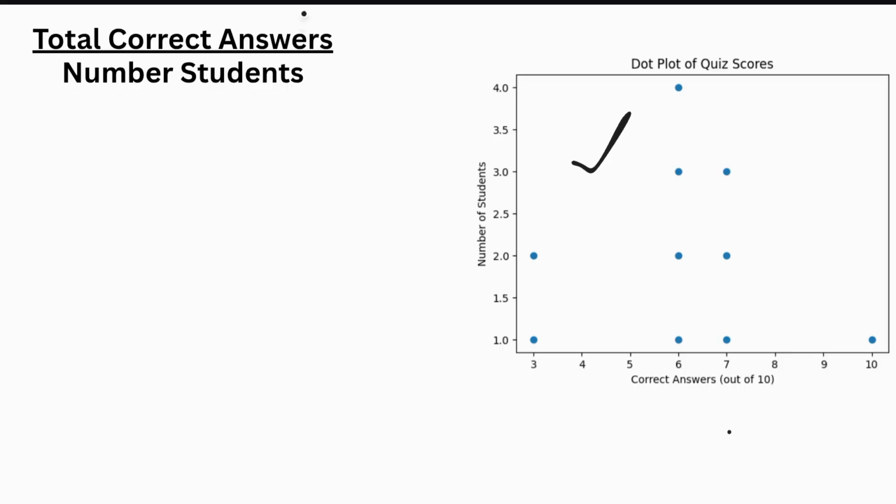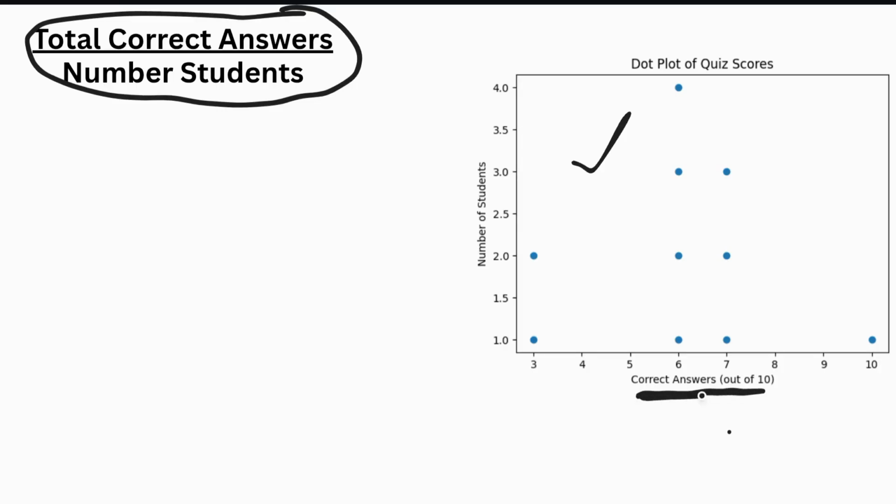To begin with, we can use this equation or formula: the total correct answers divided by the number of students. And both of these are given on this dot plot. We have the correct answers on the x-axis and the number of students on the y. So let's begin. Let's look at this first column.